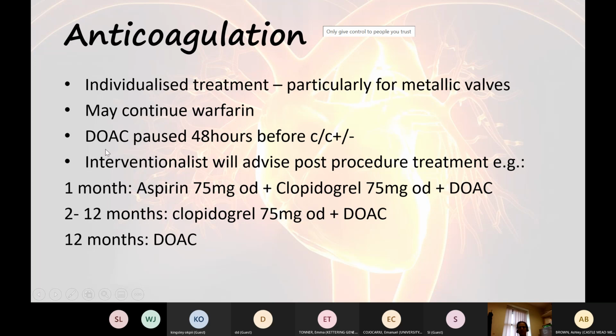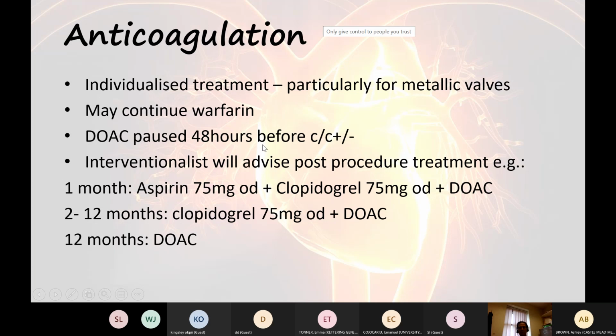If, on the other hand, they're on a DOAC, which we would encourage patients with atrial fibrillation to be on, but of course metallic valves need warfarin, for example, then unless there's a very, very good reason not to pause the DOAC, like an acute pulmonary embolism, it should be held off 48 hours before the cath. So if they're on, for example, rivaroxaban, which is once a day, they wouldn't take it on the day of the procedure or the day before the procedure, and that would be sufficient. And the operator will then advise on post-procedural treatment.